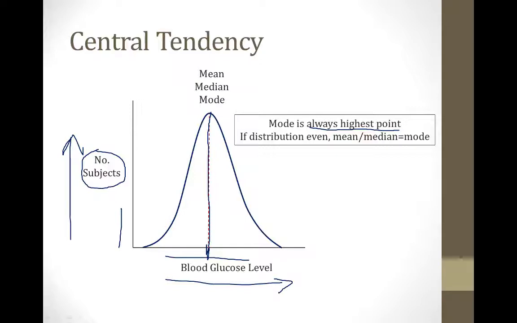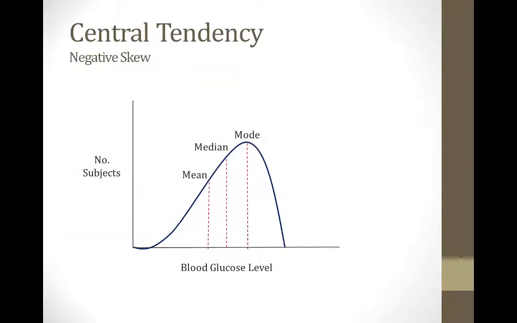If the data are evenly distributed, like in this example here, where there's an even number of measurements on the left side and the right side of the mode, then the mean and median are equal to the mode. So anytime you see a nice, normal, even distribution like this, the mean, median, and mode are always at the top, right in the middle.